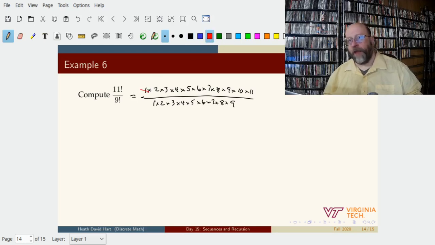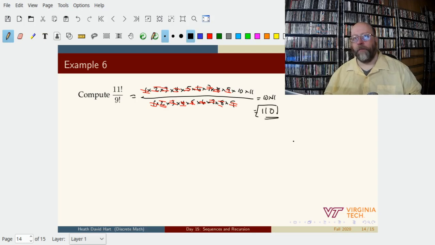And we get some cancellation here. This is the nice thing about calculating with factorials, is that when we have to do ratios of them, we often get some very nice cancellation. And all we're left with is 10 times 11, which is 110. This would have been a lot worse if we had to compute the numerator and the denominator individually. There'd have been a lot of multiplying, but because of the cancellation, we get just 2 terms that we have to multiply together, and that wasn't so bad.